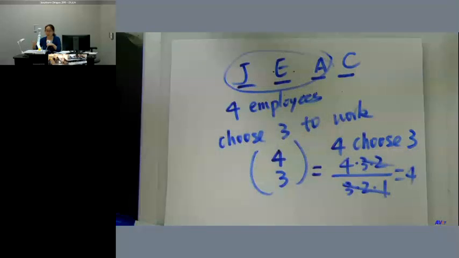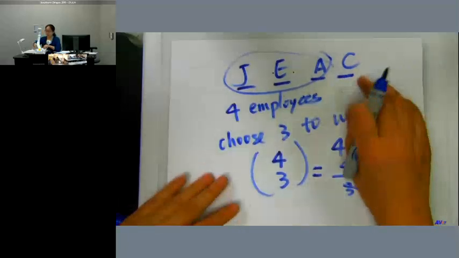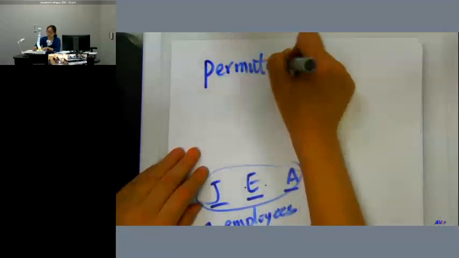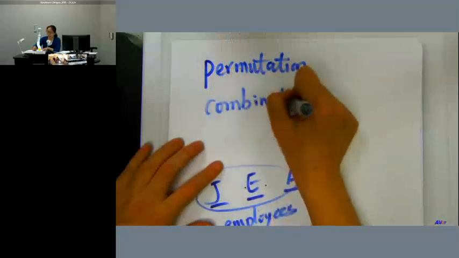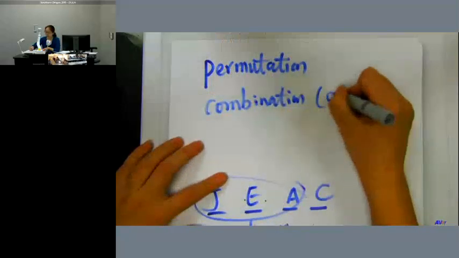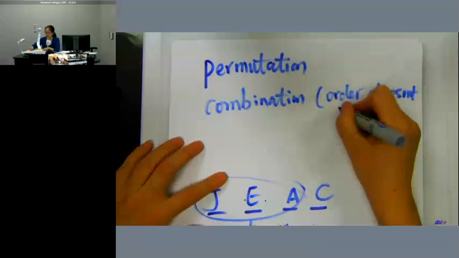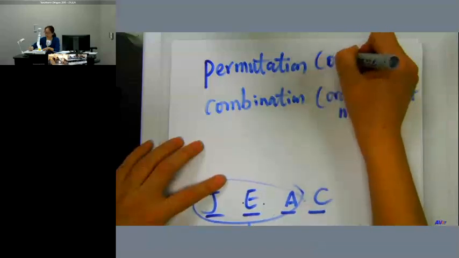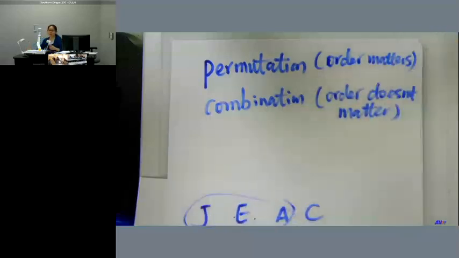Okay, so how do you remember a combination? Try to use the example to help you. So maybe we should go over the difference between permutation and combination. In combination, the order does not matter. Order does not matter. But in permutation, the order matters. Let me give you an example like scheduling shifts.